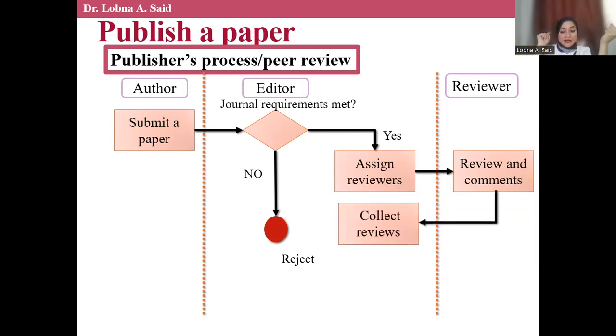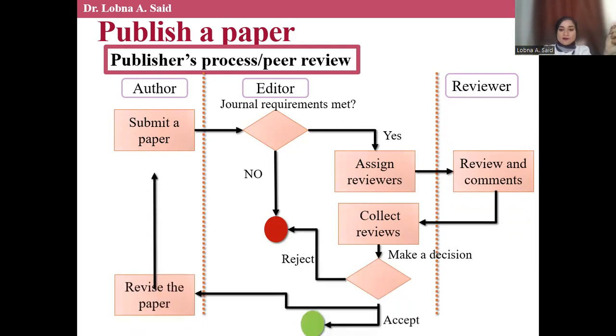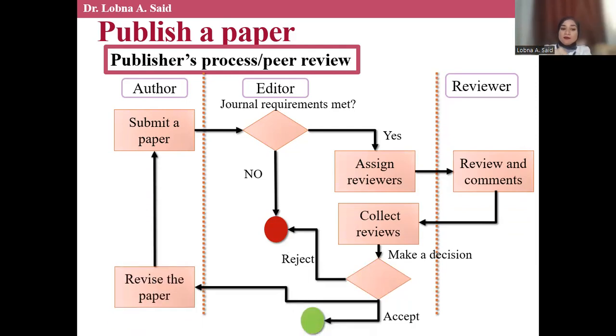Then the editor collects the reviews and makes a decision. Either reject, or send it again to the author to revise the paper based on the reviewer comments. Then the cycle is repeated, or it could be accepted on the first try. So this is the process of publishing in a journal.